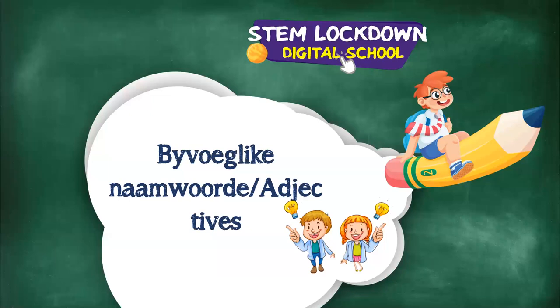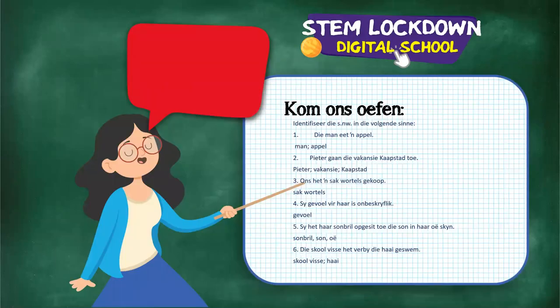Okay, before we go on. This was then selfstandige naamwoorde. I want to know. Give me a thumbs up or a thumbs down. Can I go on to byvoeglike naamwoorde? Do you all understand now?